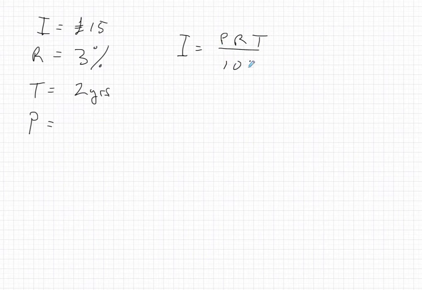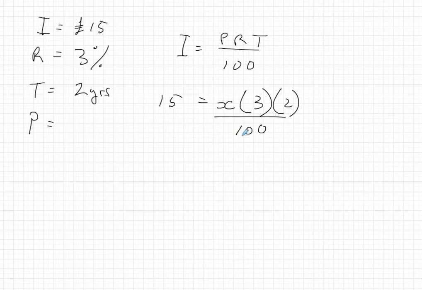Now you can rearrange the formula. I'm going to put the numbers in the formula as they come. So I is 15, is equal to P, which we'll have as x, R is 3, so I'll put a bracket for 3, and I'll put 2 over 100. I'm going to multiply both sides by 100, so we should get 1500 is equal to 6x. Do a complete swap, so 6x is equal to 1500.